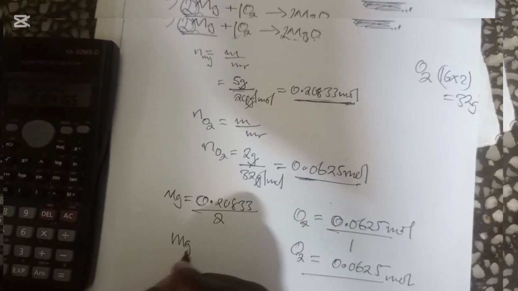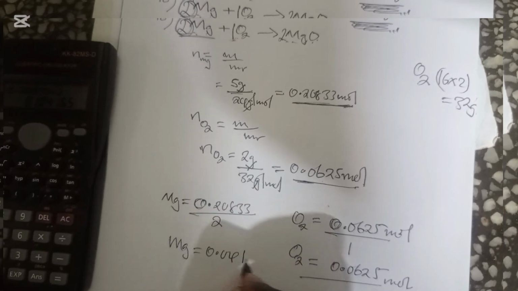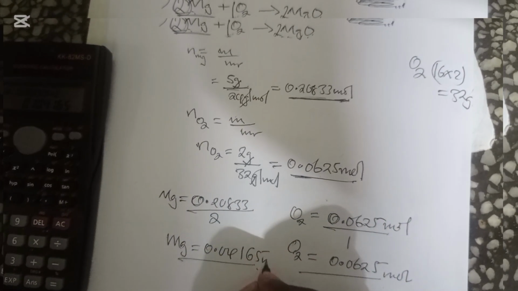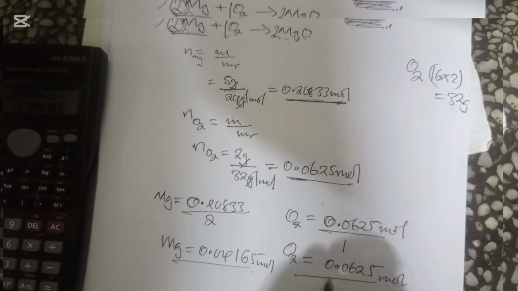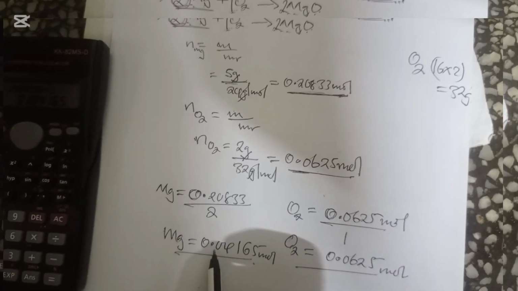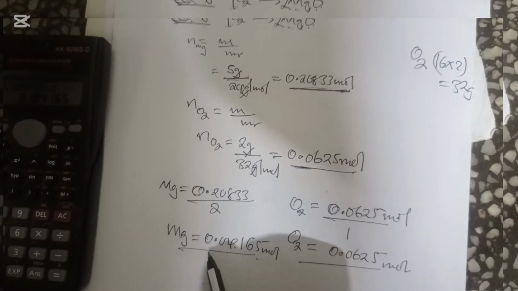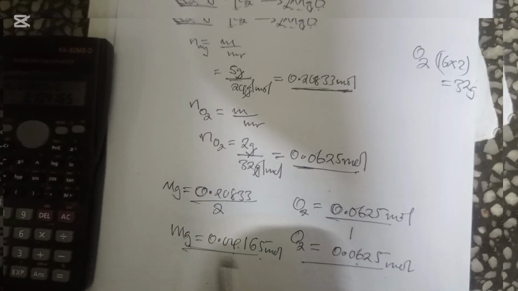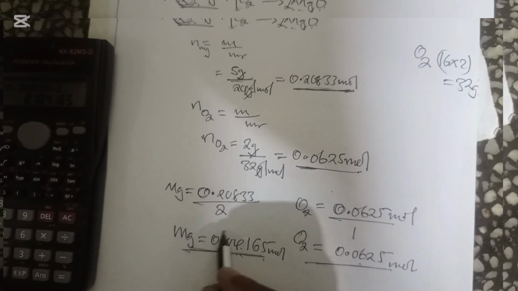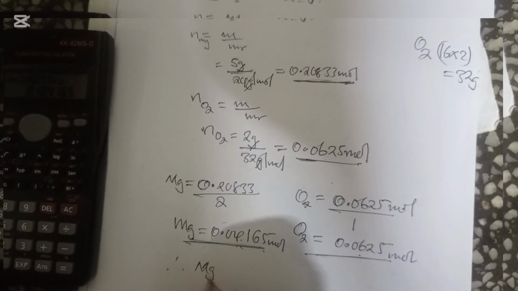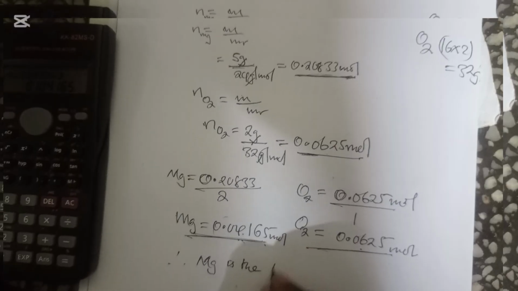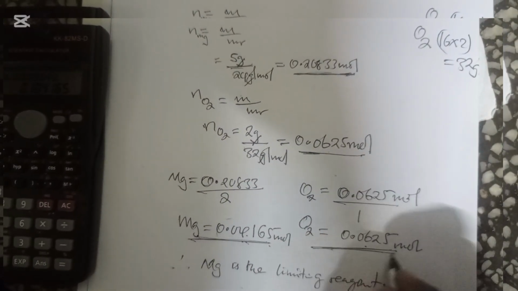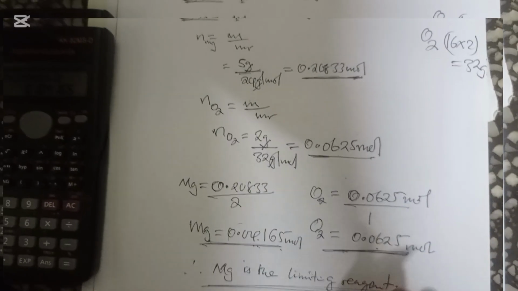So what you're getting is magnesium is equal to 0.04165. To determine which one is the limiting reagent, we need to look at the two numbers in terms of moles. The one which is smaller than the other is the limiting reagent. So 0.0625 and 0.04165. You discover that magnesium is smaller than oxygen. So since the number of moles of magnesium is smaller, we conclude that magnesium is the limiting reagent, meaning that it was in short supply, and oxygen was in excess. And this is how you find the limiting reagent given the equation.